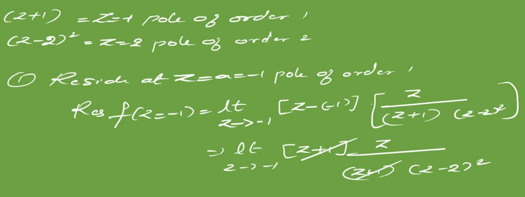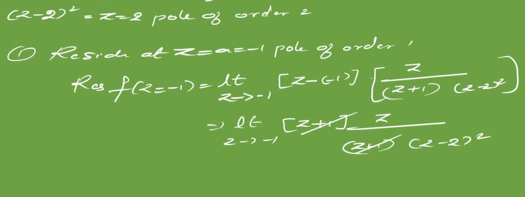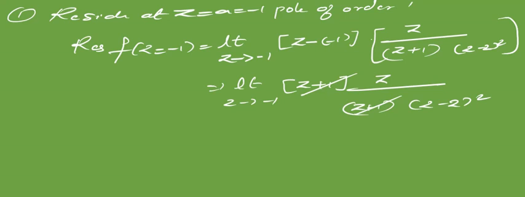So the main aim of applying this residue is that the pole point will be eliminated. You can see z is equal to minus 1 was a pole point, which automatically gets eliminated and your function will turn out to be analytic.